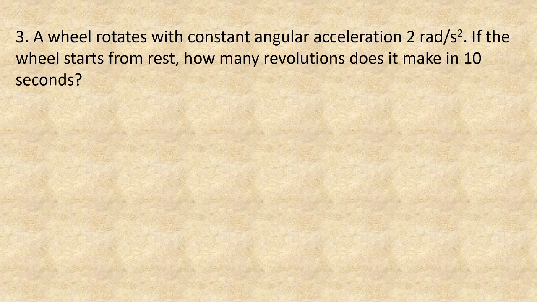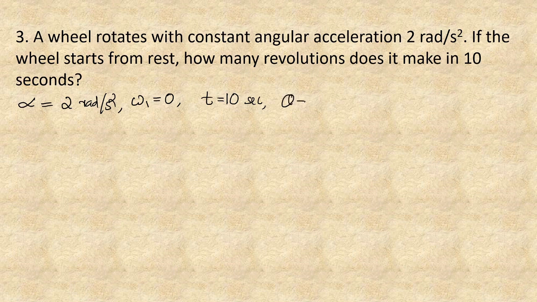Here, the angular acceleration is given, that is alpha is equal to 2 radian per second square. And if the wheel starts from rest, that means the initial angular velocity is equal to 0. How many revolutions does it make in 10 seconds? That means the time t is equal to 10 seconds. So we have to find out the total angular displacement in 10 seconds. From that we can find the number of revolutions.